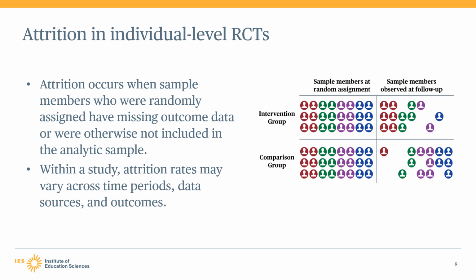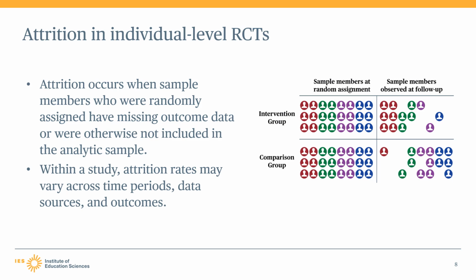So what is attrition? Attrition is the loss of study units, such as students or teachers, from a sample. It occurs when a study's analyses do not include a sample member who was randomly assigned as part of the study. Within a study, attrition rates may vary across time periods, data sources, and even different outcomes. The image here shows a study sample at random assignment and follow-up. The boxes on the left illustrate the full sample of 48 randomly assigned individuals, 24 in the intervention group and 24 in the comparison group.